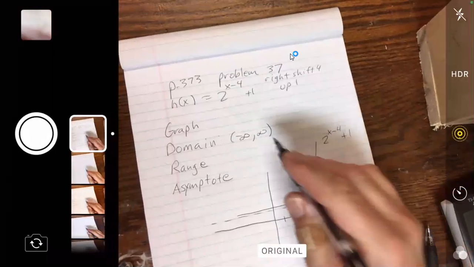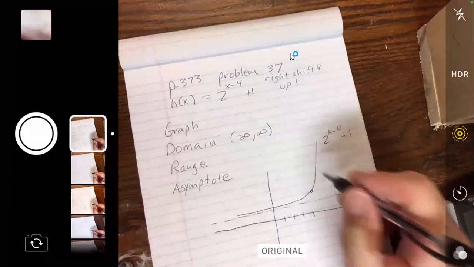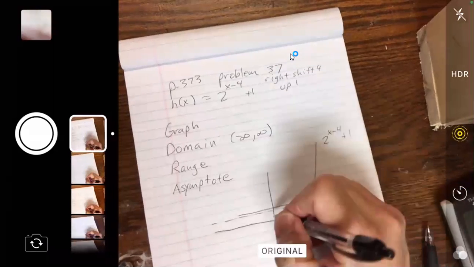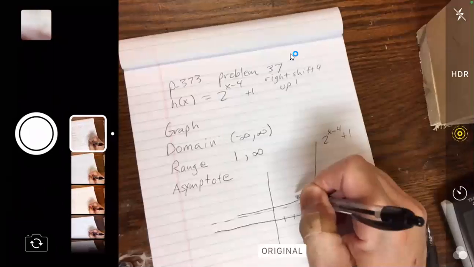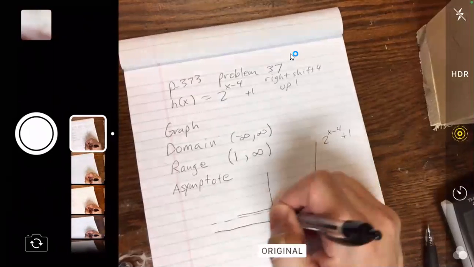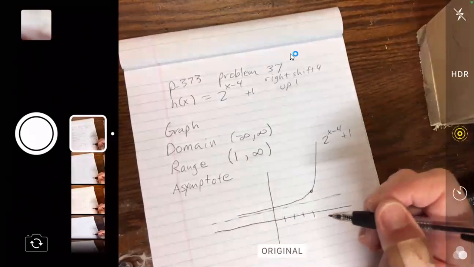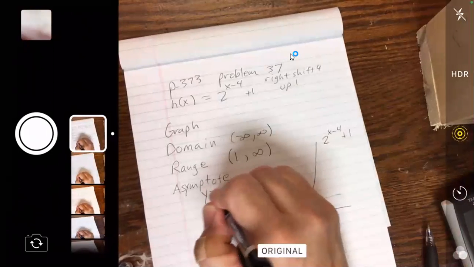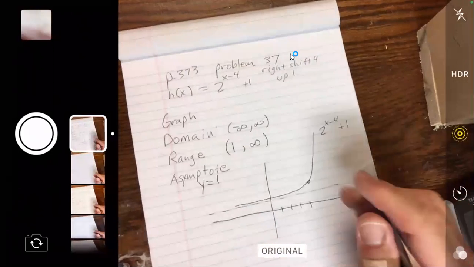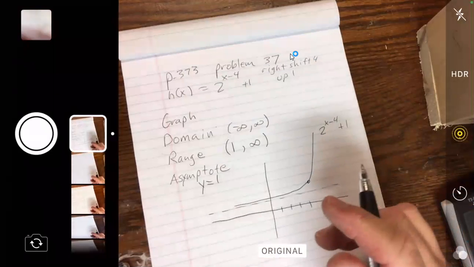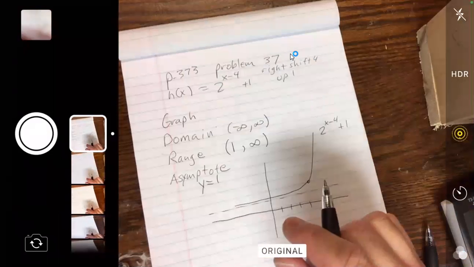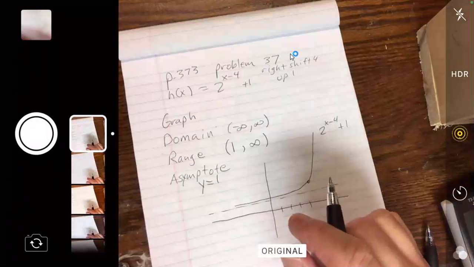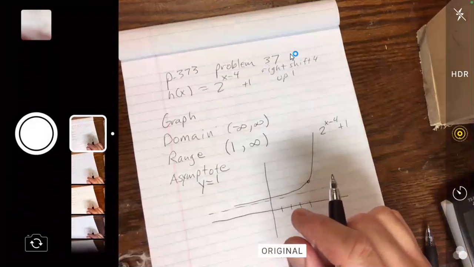All right. Domain, again, negative infinity to infinity. We've got the graph. Range, well, it's going to start at 1 and go up to infinity. And again, parentheses there because it does not touch 1. And then that asymptote would be y equals 1. So those are the kind of things they want you to do in these problems.